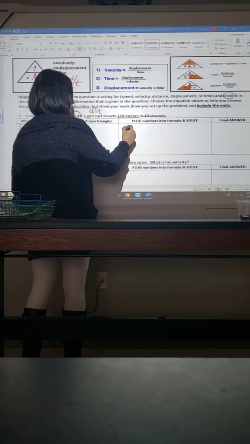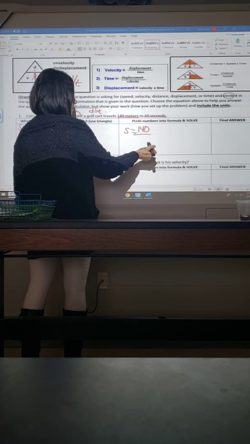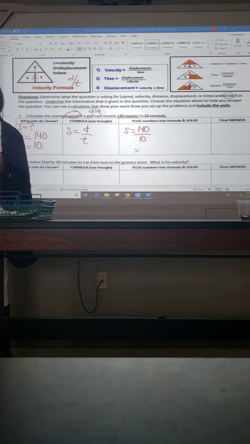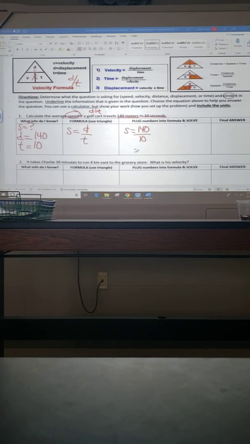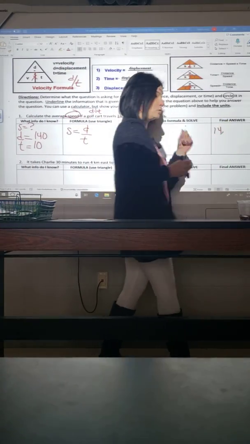So now we just plug in. We take our d, which is 140, and our time, which was 10, and when we do that, what do we get? What do you get, Brooklyn? Caitlin? 14. Okay, good. Now, when we do the division, that's our magnitude or our number.